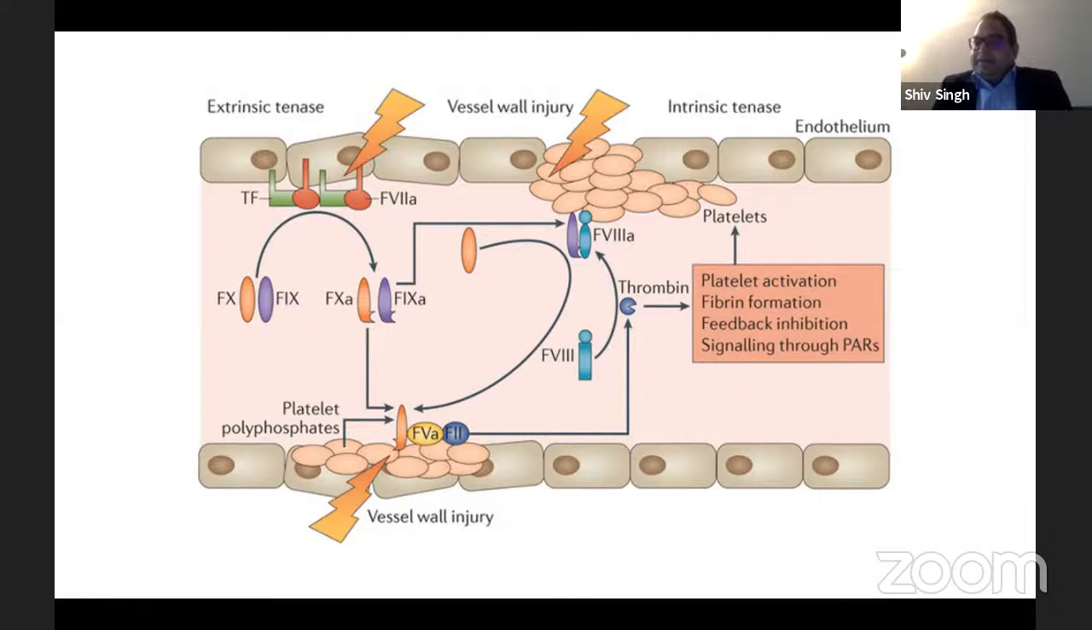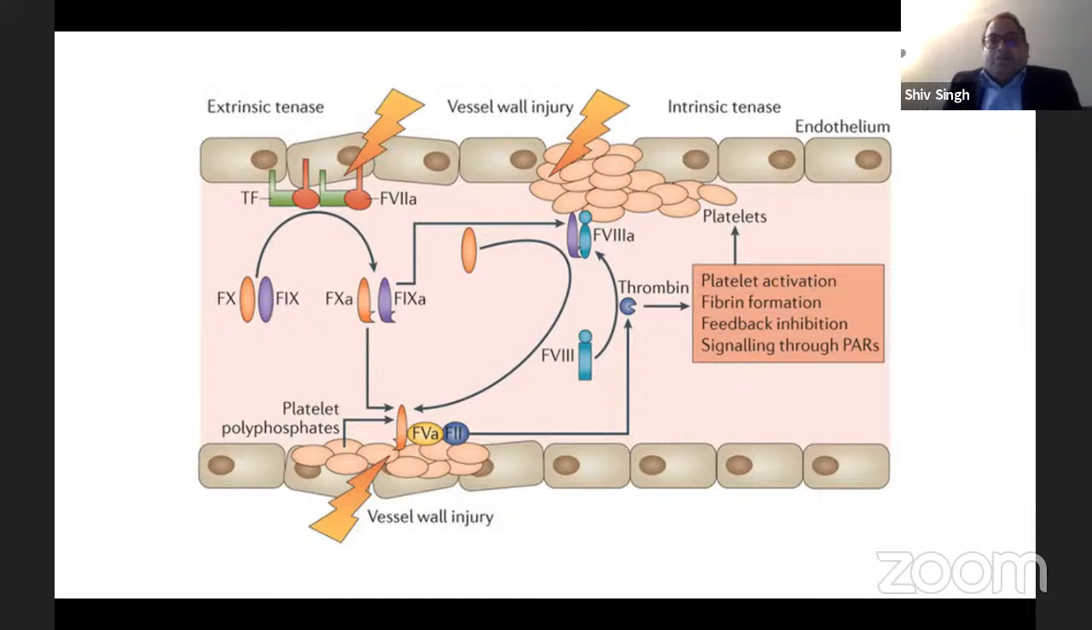And then factor 9 will activate factor 10 associated with factor 5. And they form the prothrombinase complex. At the same time, activated factor 9 binds to factor 8 on the negatively charged surface of platelets. The phospholipids are involved as well in here. So then there is also cleavage of factor 2, that is prothrombin to thrombin, and then activation of thrombin occurs, which then will cause conversion of fibrinogen to fibrin. So that I explained.